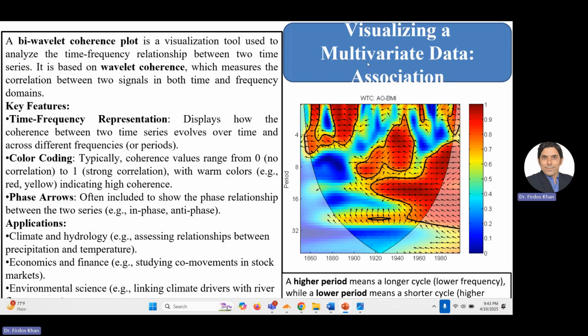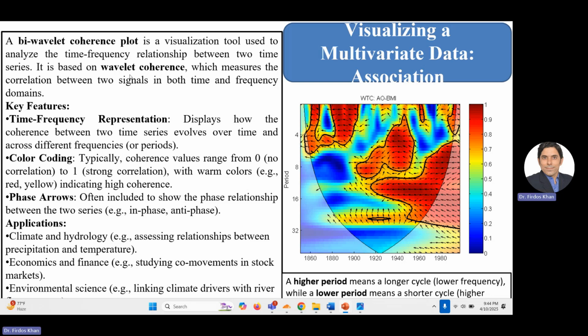Okay, this can be used in multivariate data, of course. So this is mentioned as multivariate data visualization and applications. A biwavelet coherence plot is a visualization tool used to analyze the time frequency relationship between two time series. It is based on wavelet coherence, which measures the correlation between two signals in both time and frequency domain. If you are interested in wavelet coherence, this is a separate topic. You can see the detail, because in the background this technique uses wavelet coherence.